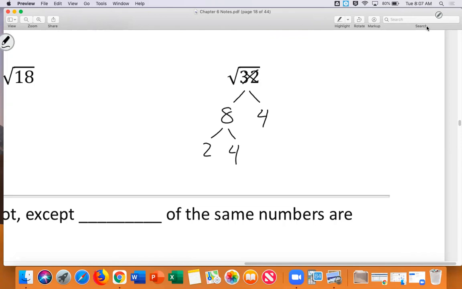Emma, do you see a pair of numbers? Yeah, 4. Okay. So I can circle them. I can pull it out. So my answer would be 4√2. How do you guys feel about that? Not bad?